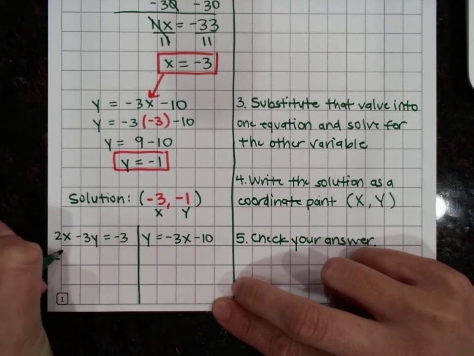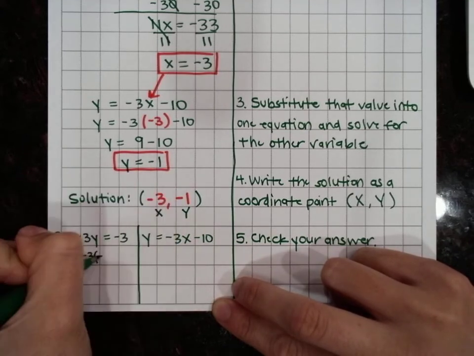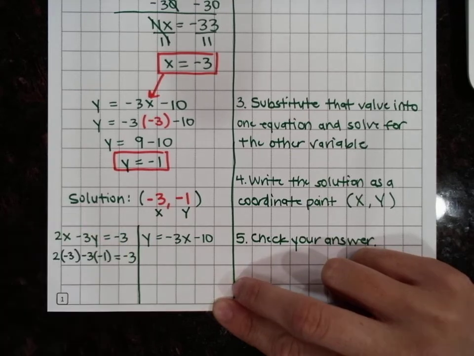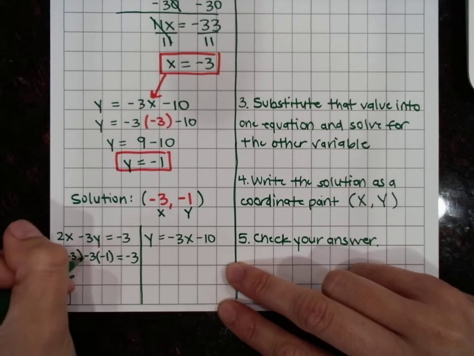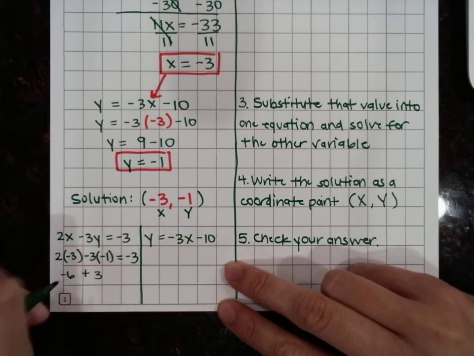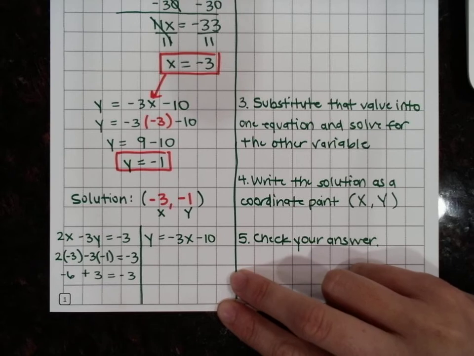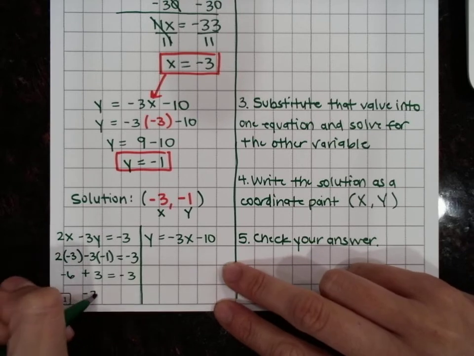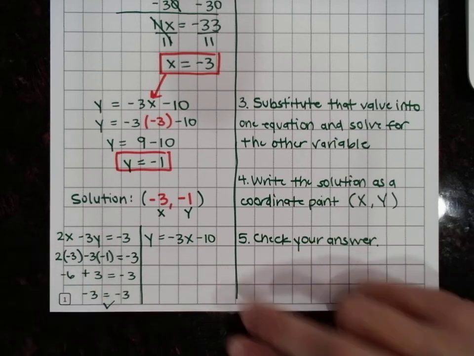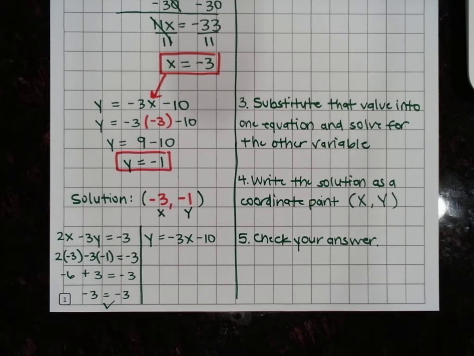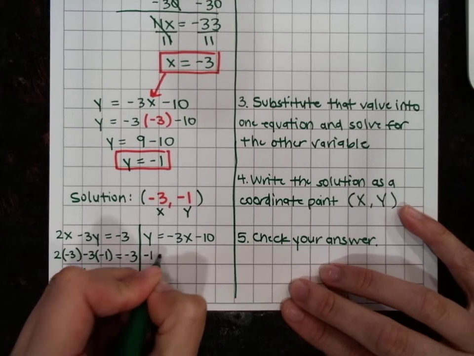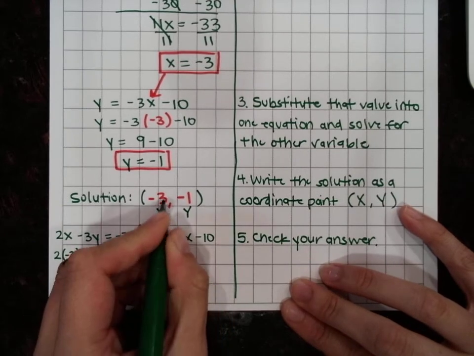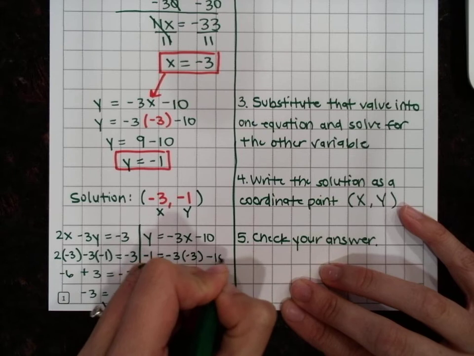So 2 times x, which is -3, minus 3 times y, which is -1, equals -3. 2 times -3 is -6. -3 times -1 is +3. That should equal -3. -6 plus 3 is -3, equals -3. Makes that equation true.